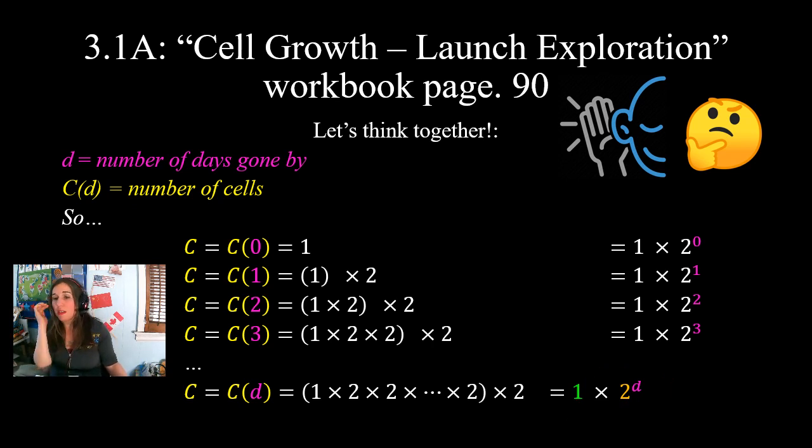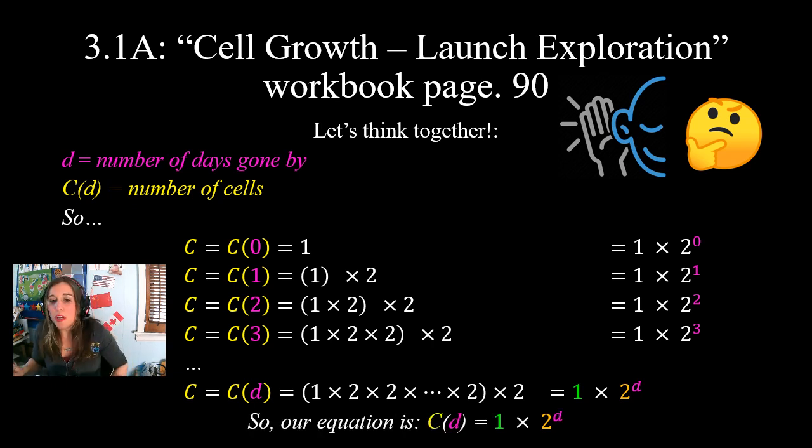Okay, so my hope is that you paused this, you thought about it for 5 minutes. This equation is hopefully starting to make more sense to you, okay? Our equation here would be the number of cells after D days is equal to our initial value of 1 cell multiplied by our constant multiplier of 2, right? Raised to the amount of days gone by, okay?